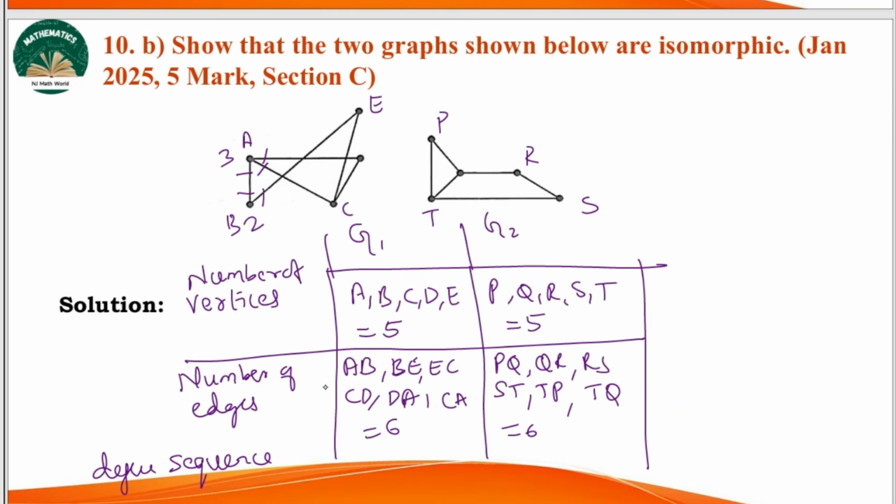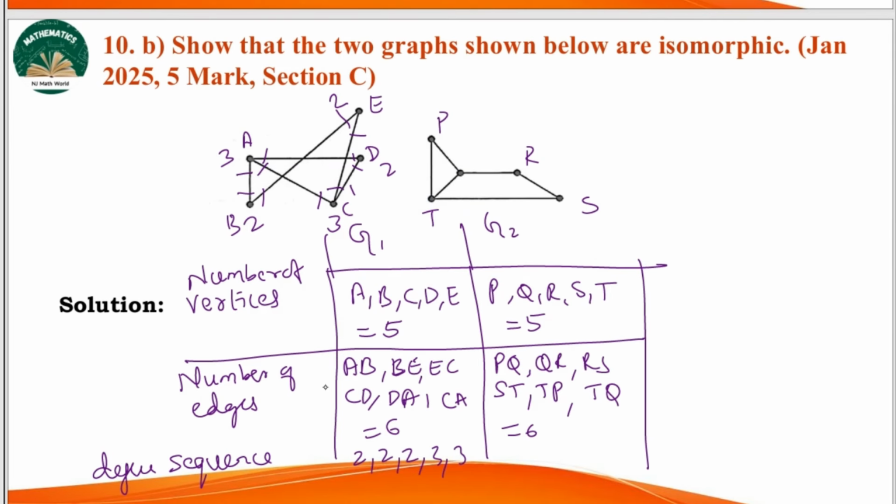For B it is 2. Then for C we have 3. Then for D we have 2. Then E we have 2. We have 3, 2, 3, 2, 2. So we can write 2, 2, 2 and 3, 3. 1, 2, 3, 4, 5 points.